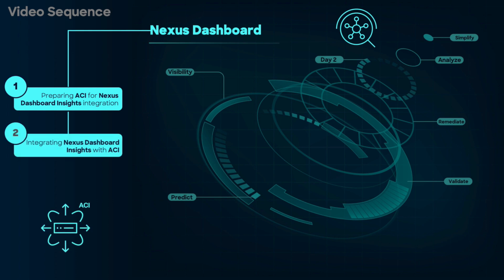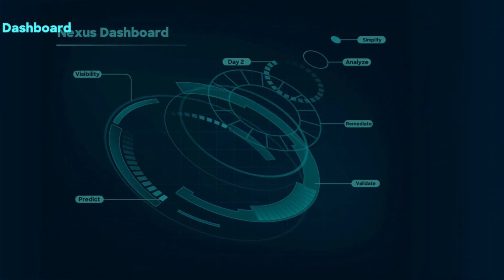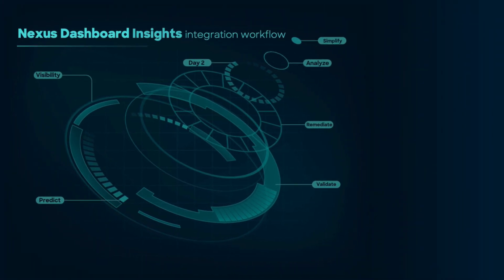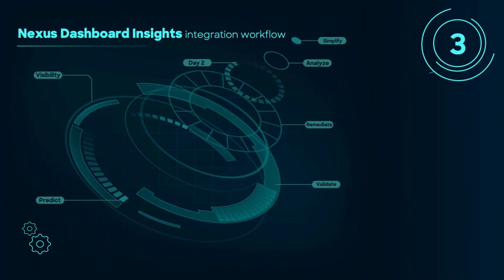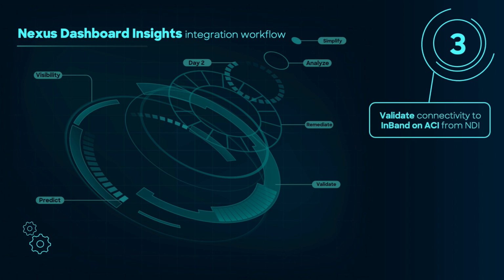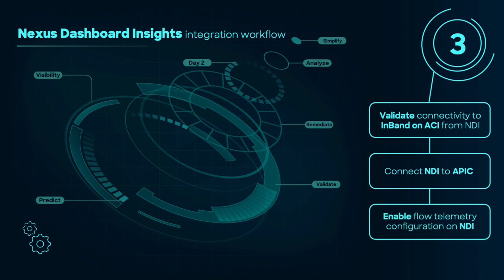At this point, we will focus on connecting ACI with Nexus Dashboard Insights. Let's get right to it. This process is done in 3 easy steps. First, we will validate connectivity from Nexus Dashboard data interfaces to the embed management IPs of the fabric. Once the requirement is met, we will connect ACI to the Insights cluster. As a final step, we'll enable flow telemetry.